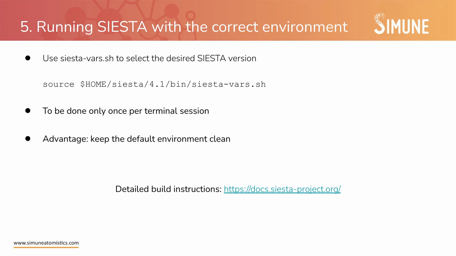Let's suppose that you're using a Bourne compatible shell, like bash. In this case you would write source $HOME/SIESTA 4.1 bin/siestavars.sh, and this will update your environment so that SIESTA is directly accessible to you. You have to do it only once per terminal session. So every time you spawn a shell, this has to be done once. And also every time you run SIESTA from a script, this should be done before. The advantage is that it will keep your default environment always clean. And remember, there are detailed instructions in the SIESTA documentation.